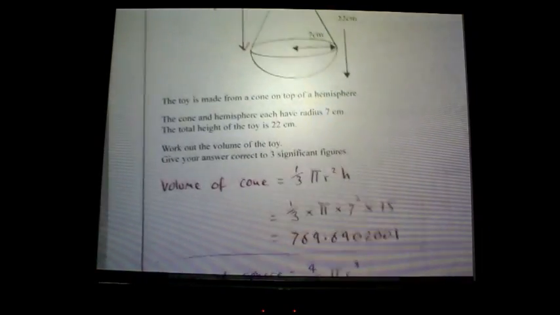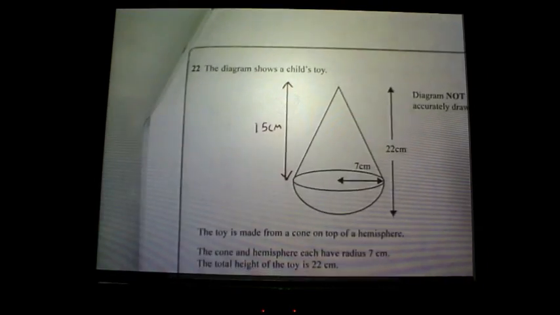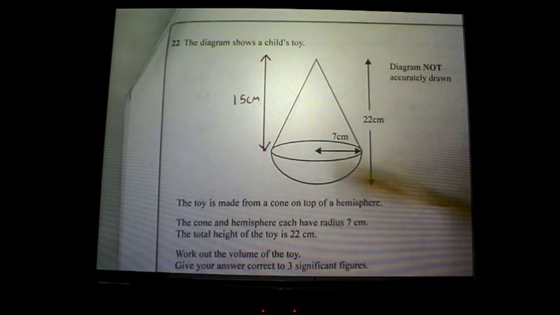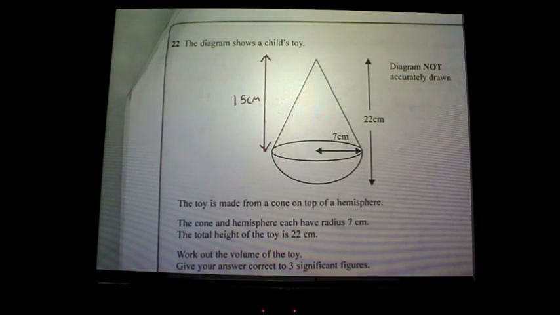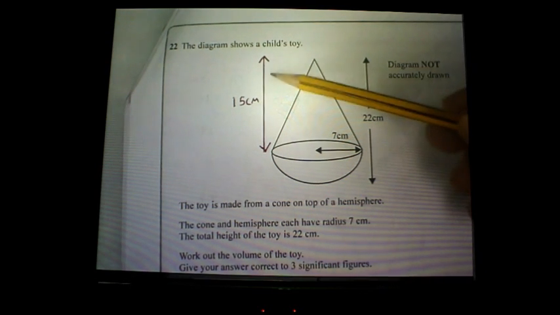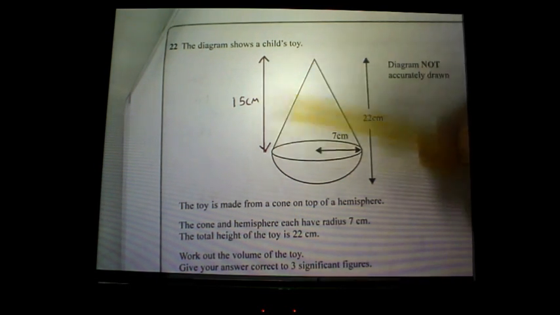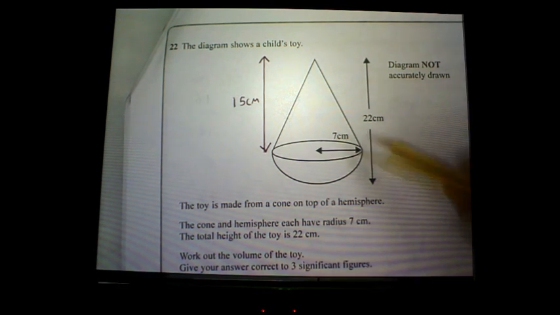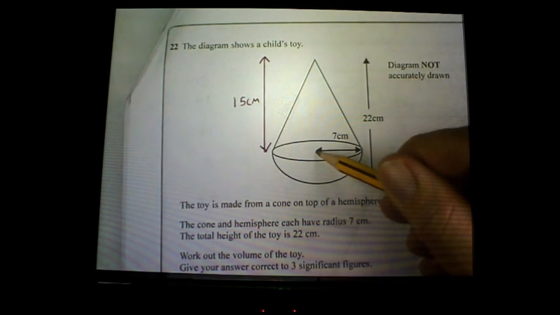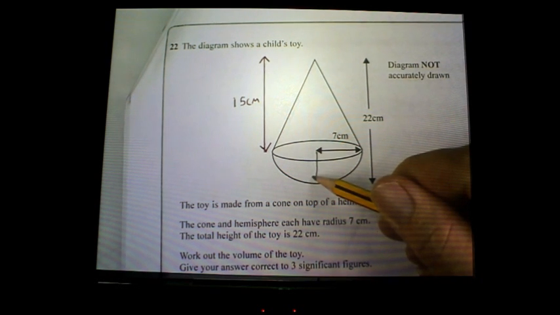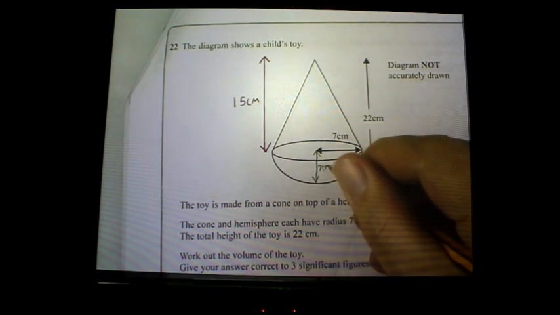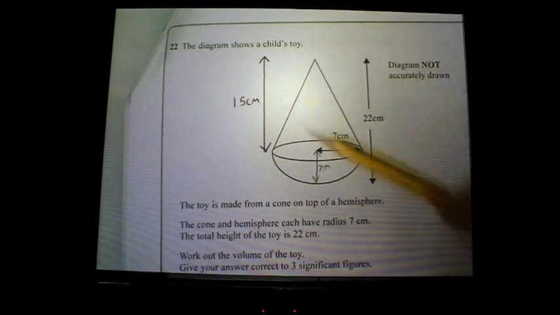Question 22. Diagram shows a child's toy. Loads of separate bits here. You've got a cone and you've got a hemisphere or a semi-sphere or half a football or whatever you want to call it. An important distance here is to realise that this is 15 because the whole lot's 22. That radius is 7, but that 7 also counts from there down to the bottom because we're told it's a hemisphere. It's not an oval, so we know that that also must be 7 centimetres. So that's why that's 15.